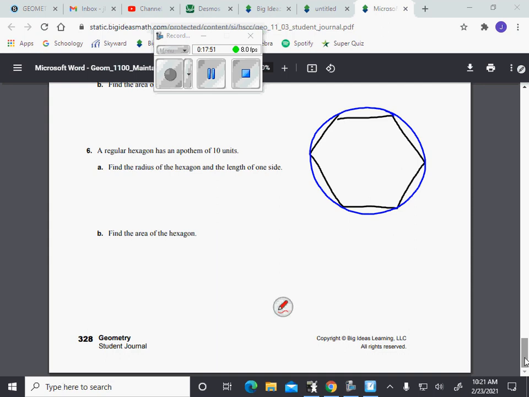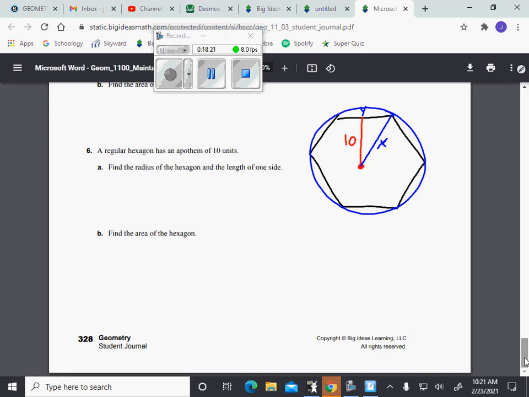Let's see, what do we know? It has an apothem of 10 units. Just 10. What do we want to find? We want to find the radius and the side length. Call it y. Okay? That's 2 unknown variables. So, this is digging deep.